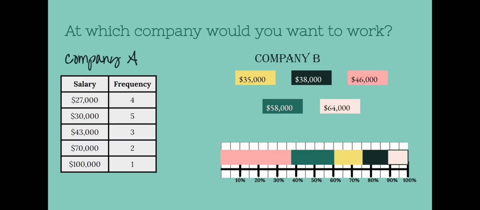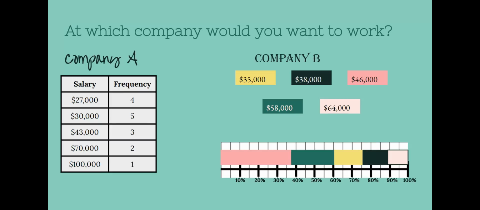So that next bar is up to 60%. So we're looking at, that's what, 20, 23, 22% of people who are making $58,000, but that means that the majority, 60% of people are making between $46,000 and $58,000. That's pretty good money. Seems like a pretty good bet to me.